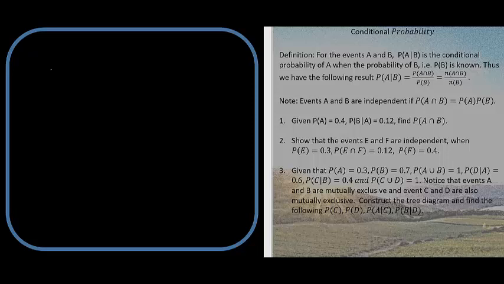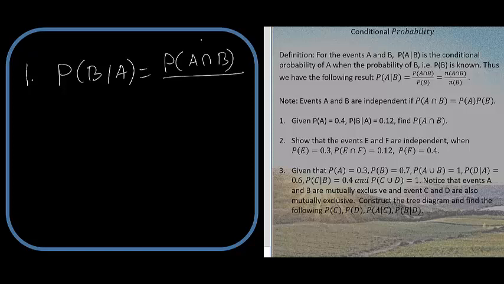Okay, now we have 3 questions we want to answer based on the definition we have above. The first question is probability B given A, which is simply probability A intersection B, or you can say B intersection A, they're the same, over probability A. Now you can see probability B given A is 0.12.